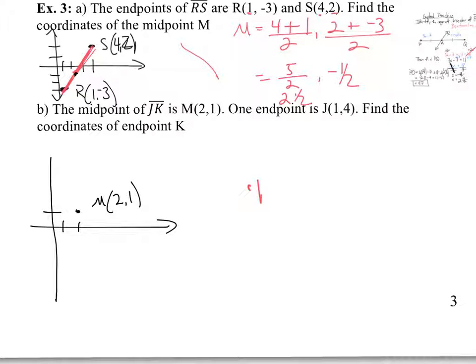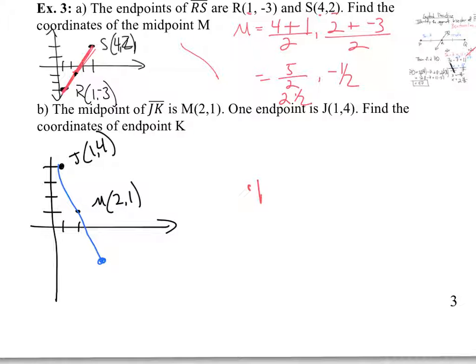And M is the midpoint of our line JK. J is at 1, 4, so x is 1 and then 4 in the y. So J is here. Okay, J is 1, 4. And then we know the midpoint. We want to find where this is going to end up. So we have another point somewhere in this region based on the graph that we have. So we're going to use the midpoint formula to solve this.